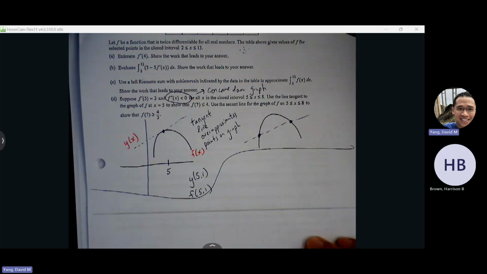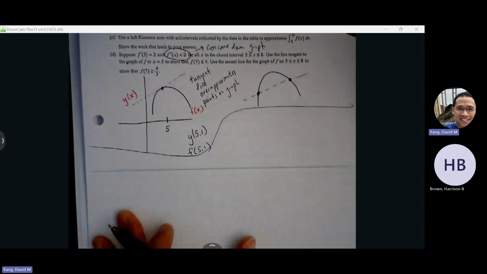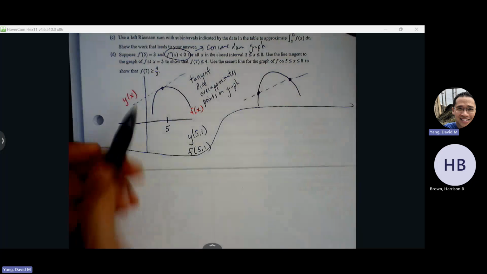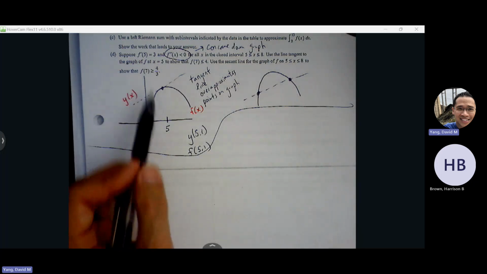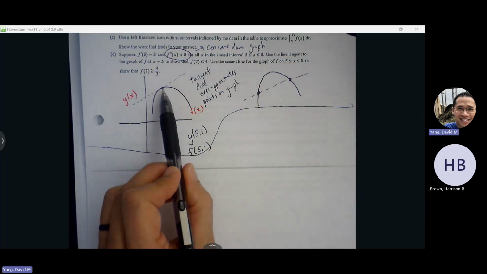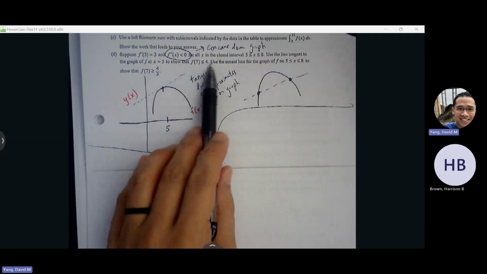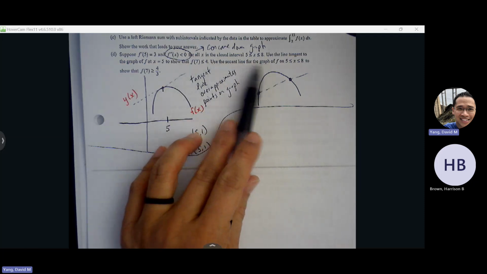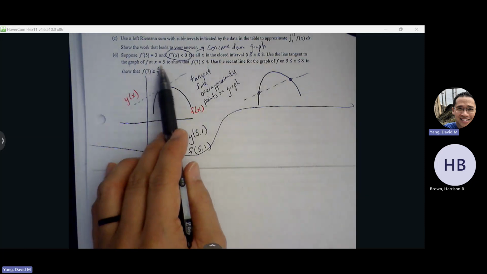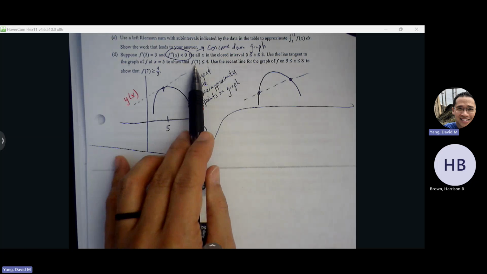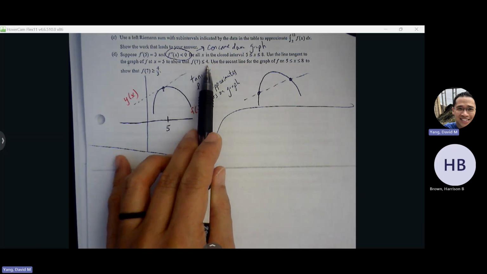Yeah. So now that I see the big picture, we can go through the problem here. Suppose that f prime of 5 is equal to 3. So we know the slope of the f graph at 5 is 3. On the interval from 5 to 8, use the line tangent to the graph of f at x equals 5 to show that f of 7 is less than or equal to 4.